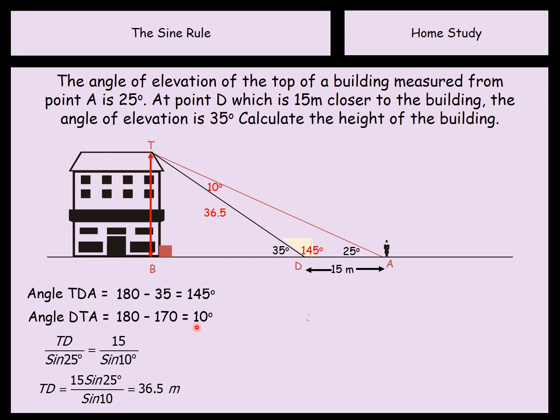And if we know that that's 36.5 meters, we can now start to do some extra work to find TB. So we've got 36.5 here, sine 35 is TB over this. This is our normal SOHCAHTOA stuff. So sine is opposite over hypotenuse. Rearrange it and we can work out the height of the building. So once we start getting more and more confident with using sine rule, we'll start seeing it applied in more and more contexts.